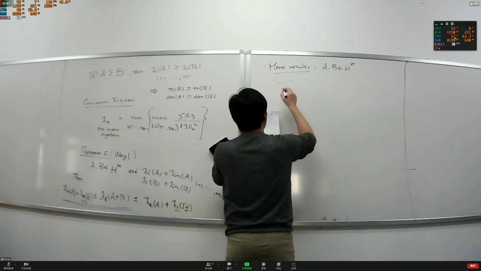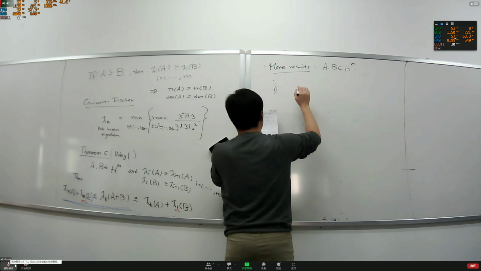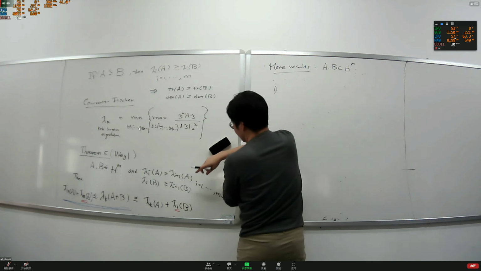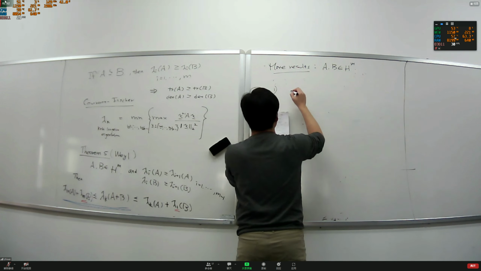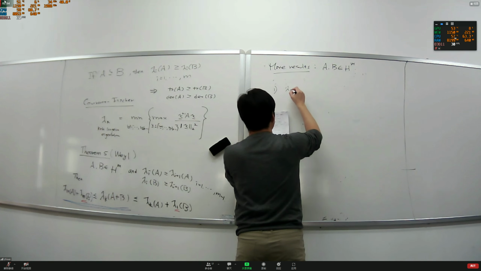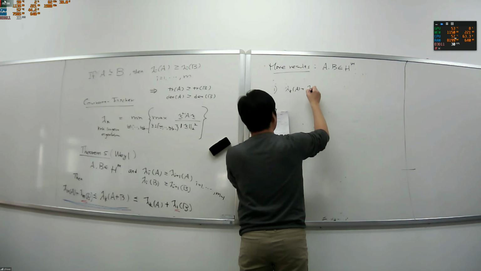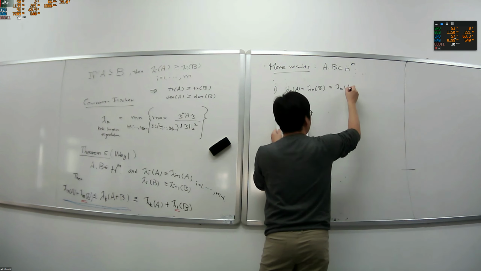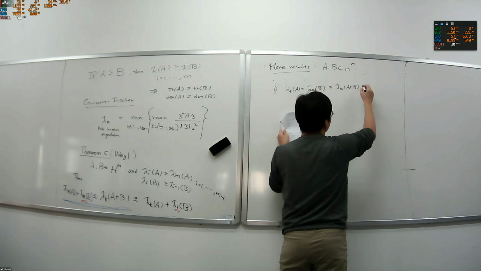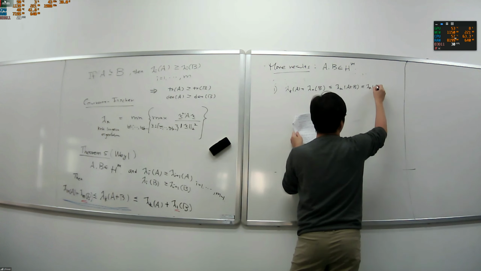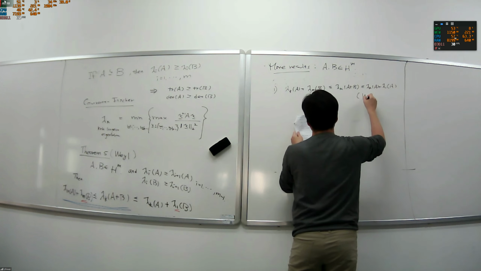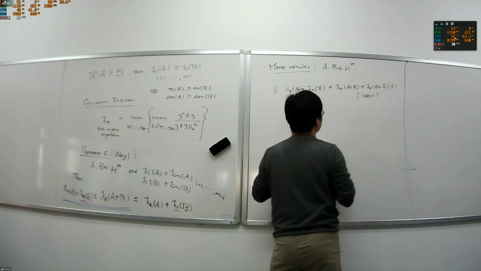And the first one is, the first one is essentially this Weyl inequality. So let's write here again. Okay, so this is the Weyl inequality.